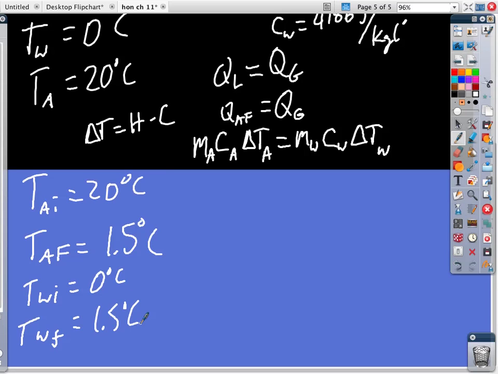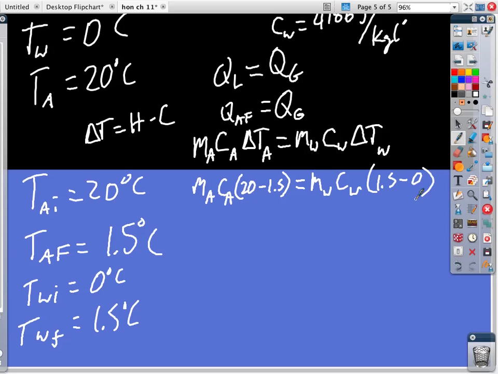So then, I'll go ahead and write that in. MA CA, and that's going to be 20 minus 1.5, equals MW CW, and that's going to be 1.5 minus 0. See, so if you write out all the temperatures, and if you're looking for the final temperature, you just have to ask yourself, is it higher or lower, hot or cold, and you just subtract them.